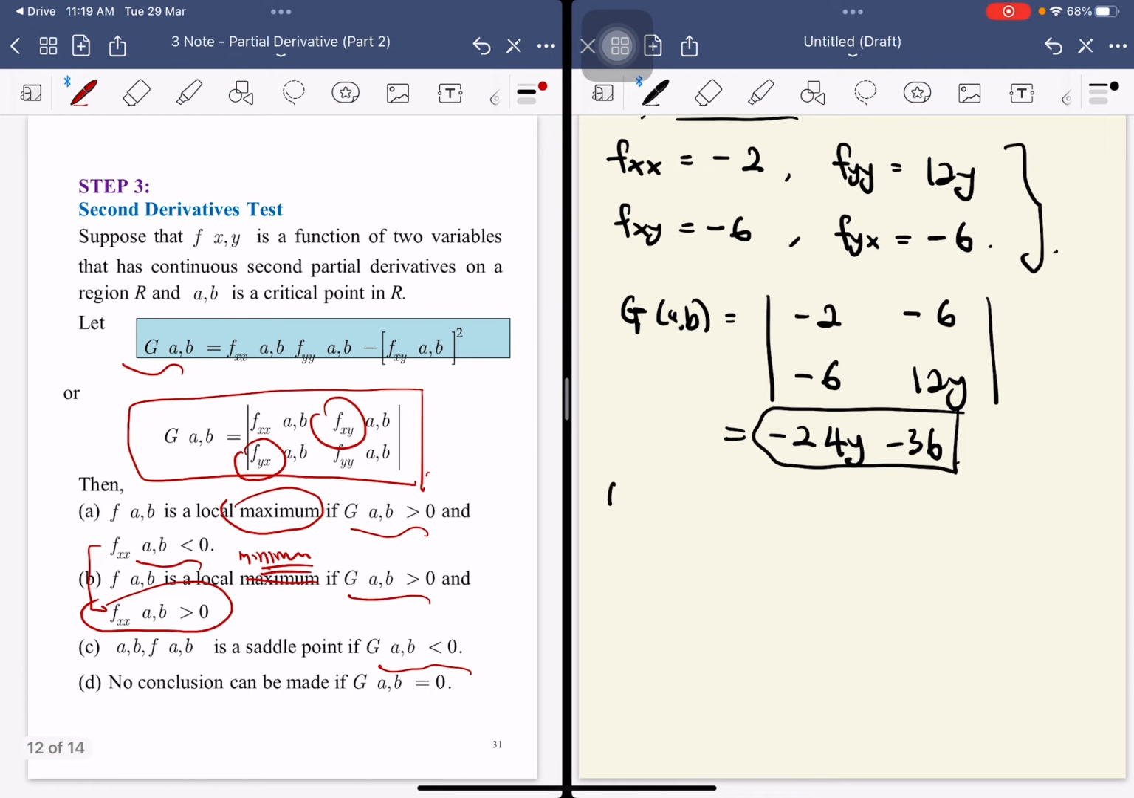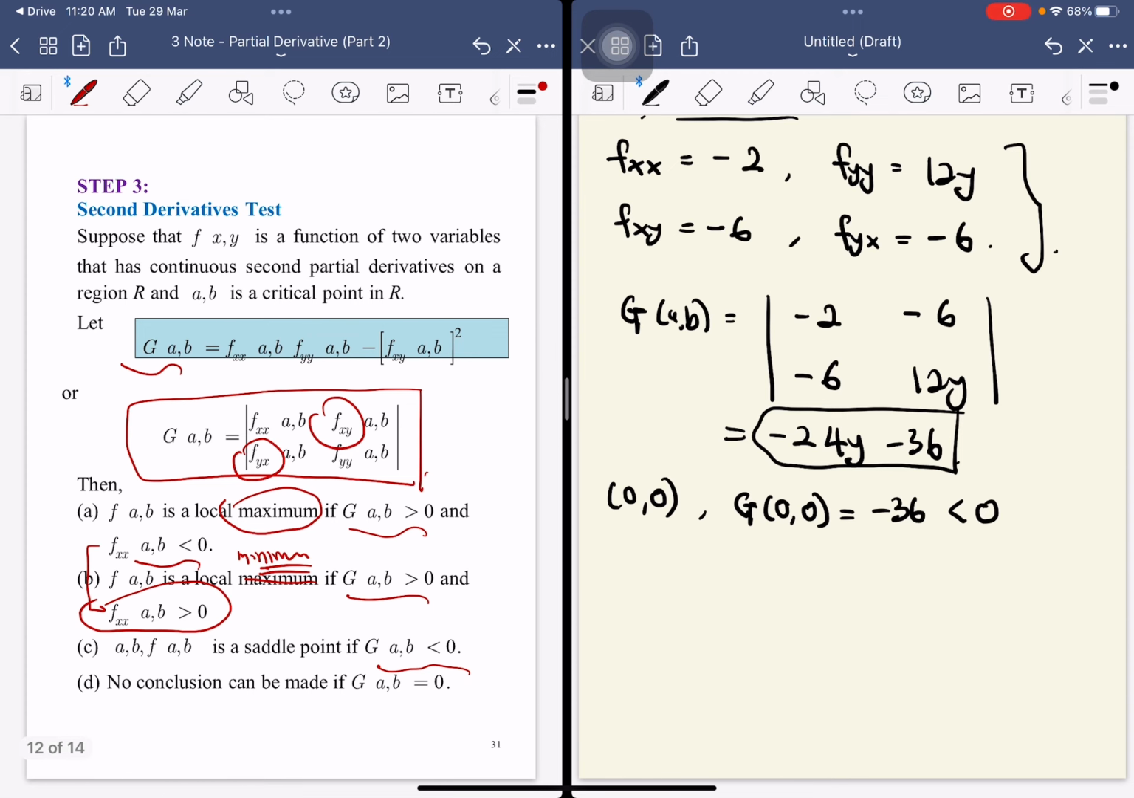Let's start with the first one, 0, 0. The value of g when x and y are equal to 0 is -36. From here, we know that -36 is less than 0. Based on this, whenever g is less than 0, you can directly conclude that this critical point is a saddle point. So 0, 0 is a saddle point. Make sure that you write it clearly.